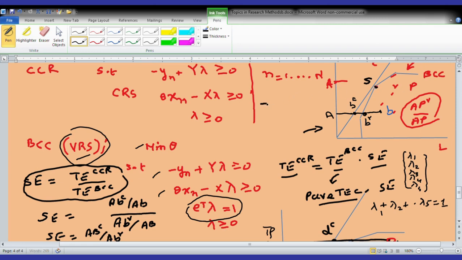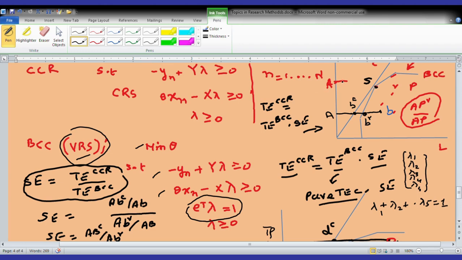So technical efficiency CCR is equal to technical efficiency BCC, which is equal to 1 in this case because this point is on the total product curve, multiplied by scale efficiency, because this is indicating that the total efficiency score, technical efficiency score, are not different in CCR and BCC model.